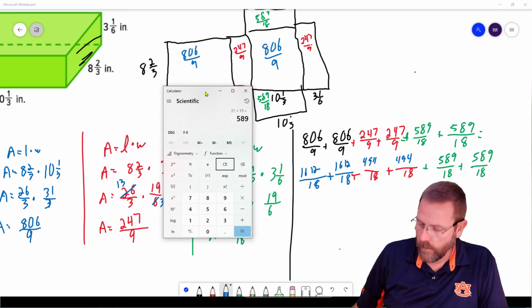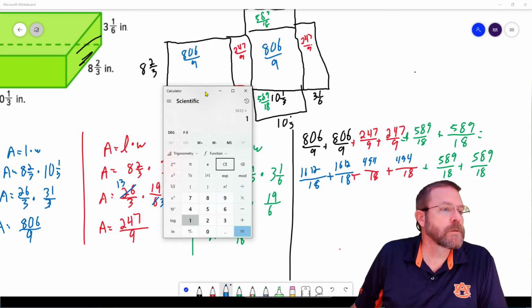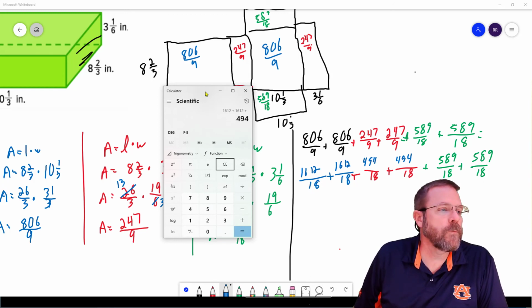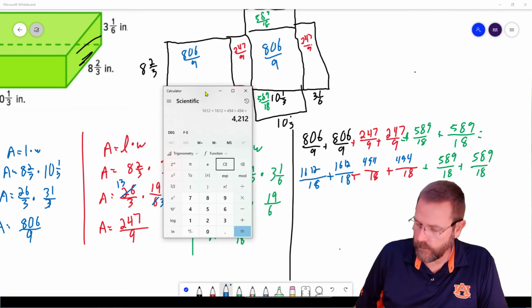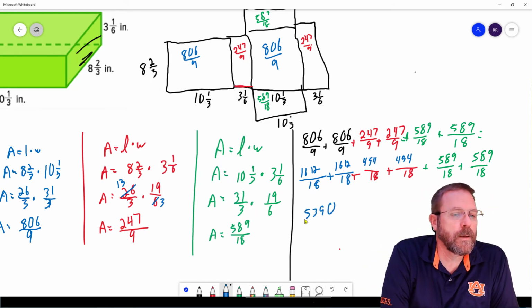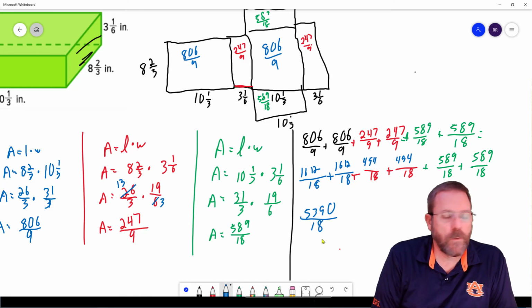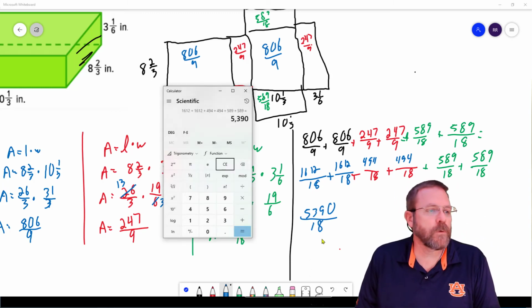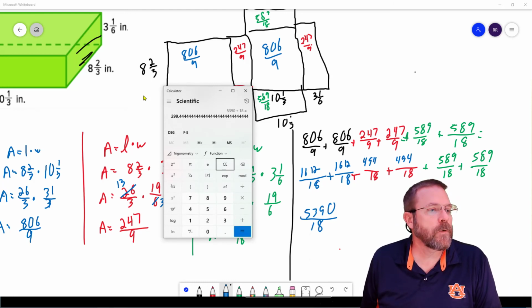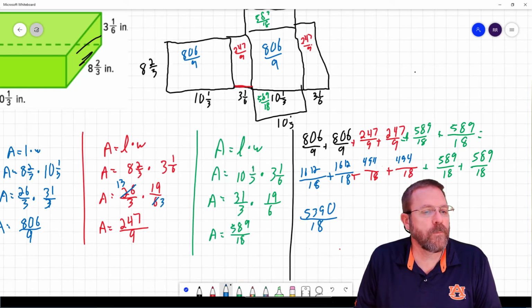1612 plus 1612 again, plus 494 plus 494 plus 589 plus 589 equals, so I have 5,390 over 18. Now I'm going to go ahead and use a calculator to help me get my start on that. So I'm going to divide that by 18. Maybe we'll get lucky and it'll be perfect, and it will not. So I know I'm going to be dealing with 299 and some mixed number.